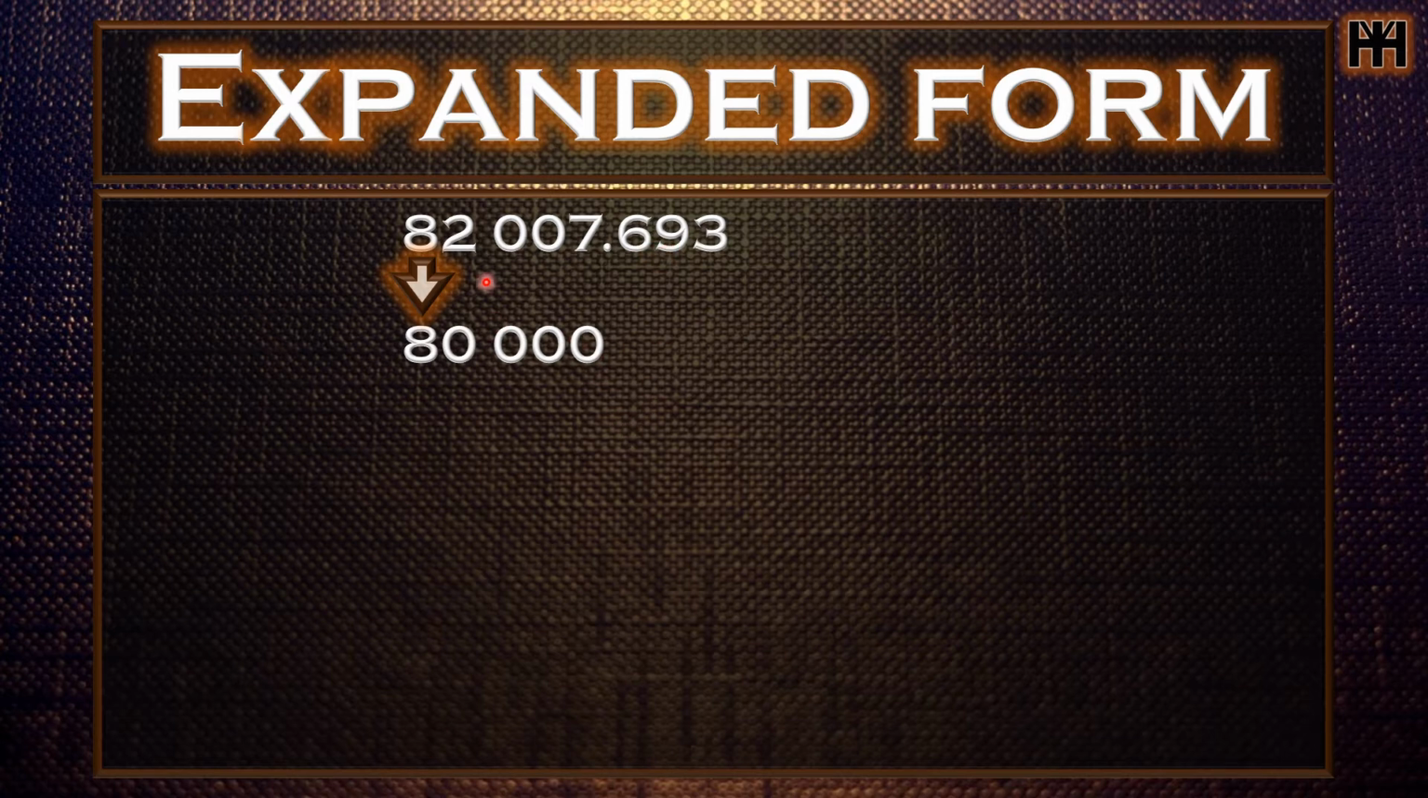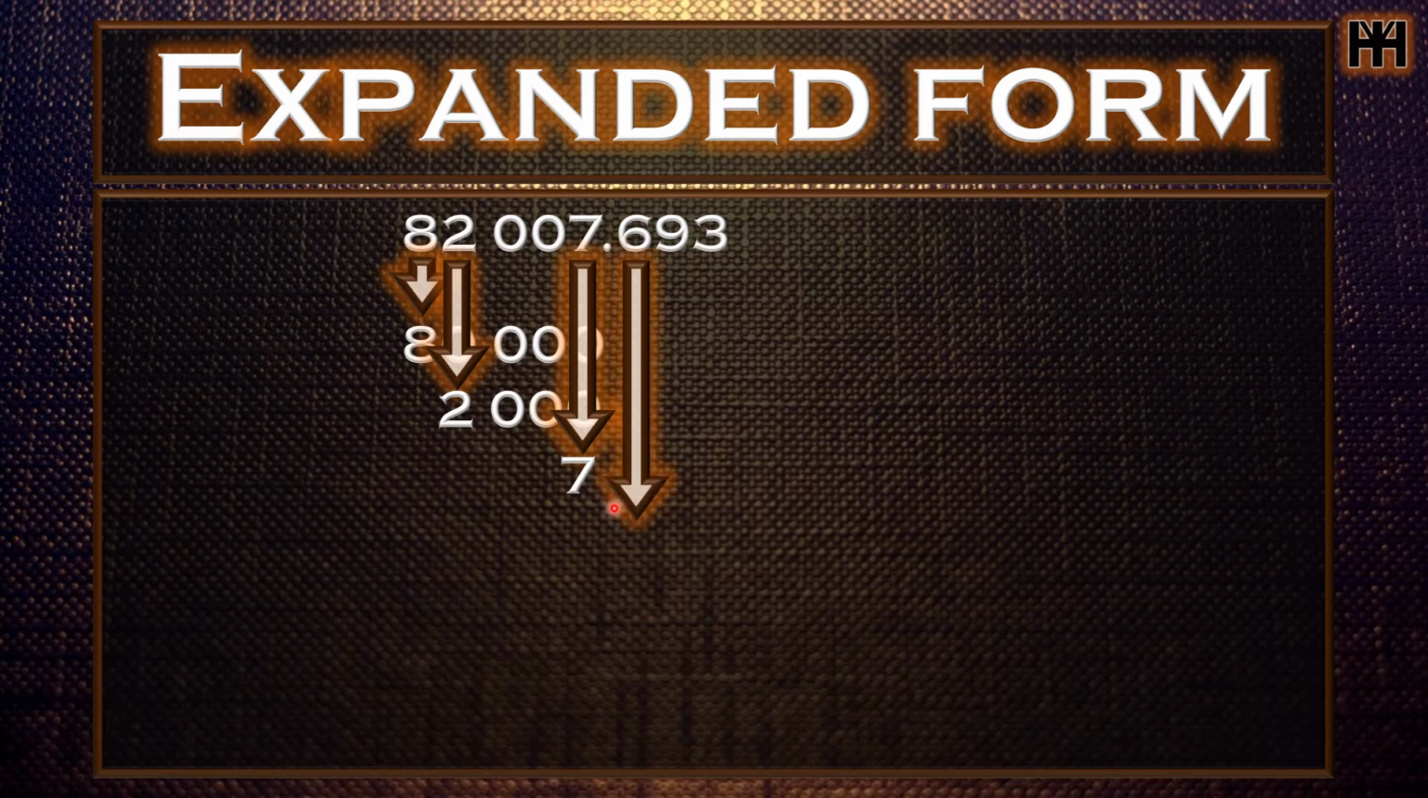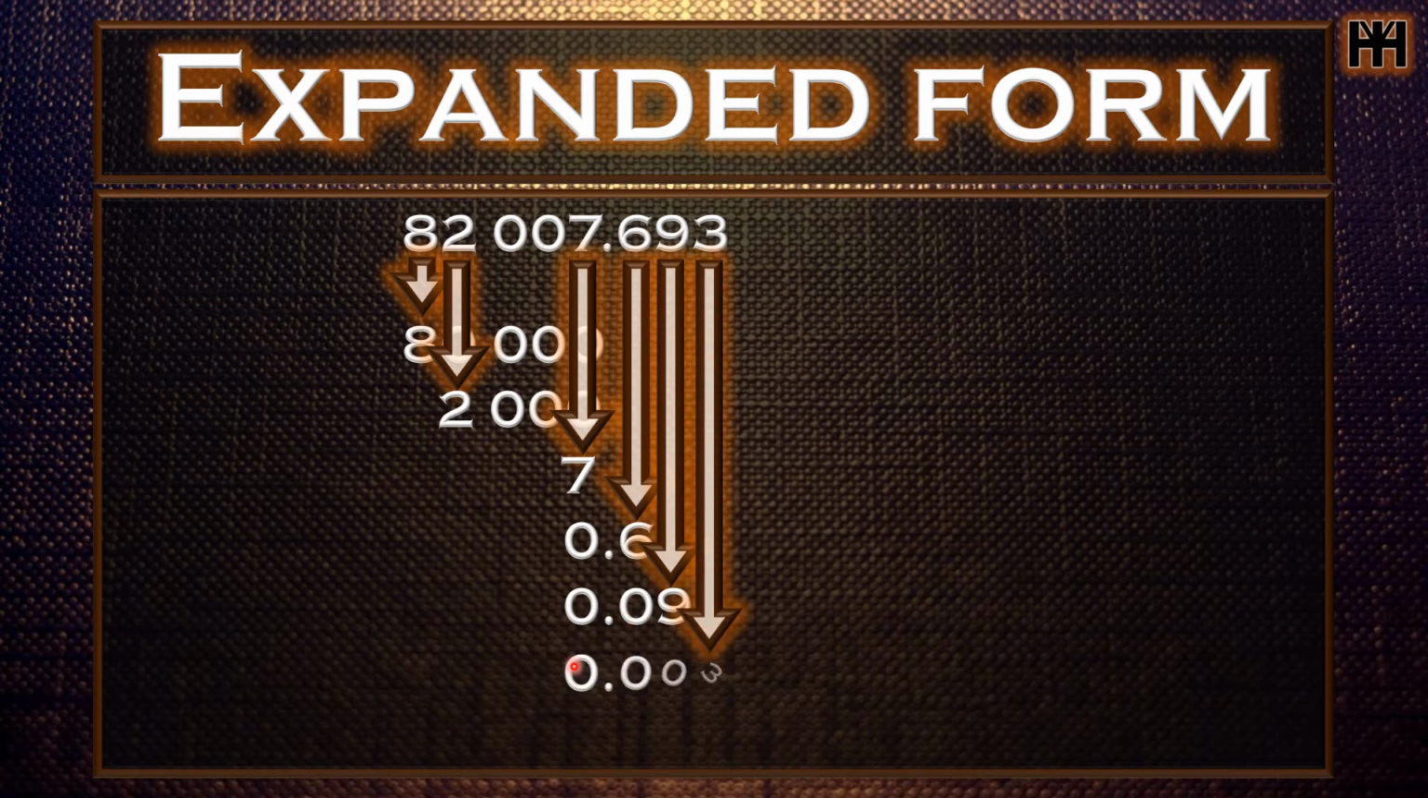So we have 80,000. Let's say we'll take the 2, it's 2000. We'll pass the zeros and we have the 7, then you have the 6, it will be 0.6, and the 9, it will be 0.09, and the 3, it will be 0.003. So before the decimal point, you take the number and turn every number after it to 0.